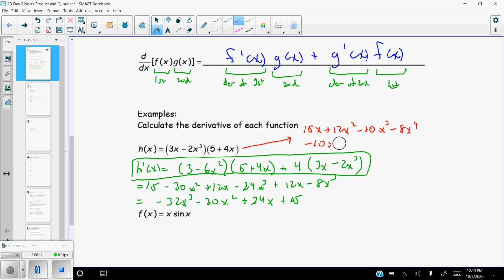Let's try that again. So the 8x to the fourth is going to be first. Minus 8x to the fourth minus 10x cubed plus 12x squared plus 15x. So that's really h of x.